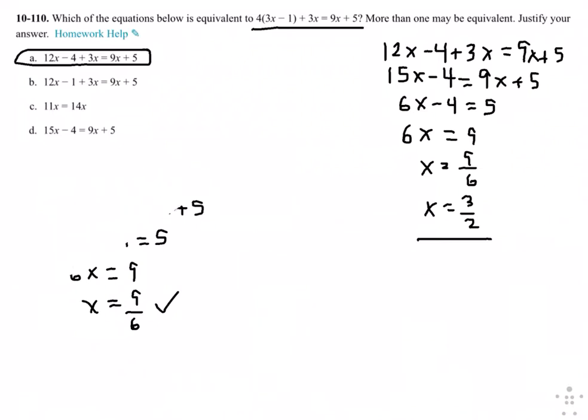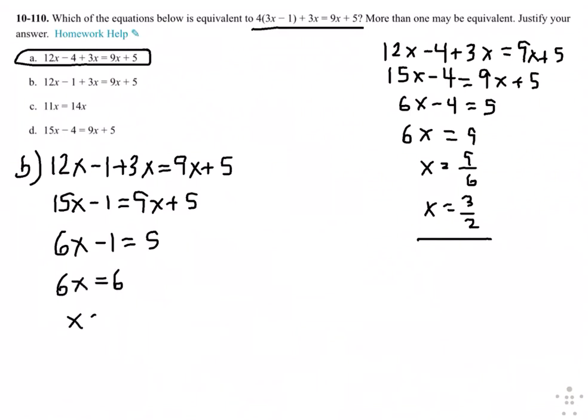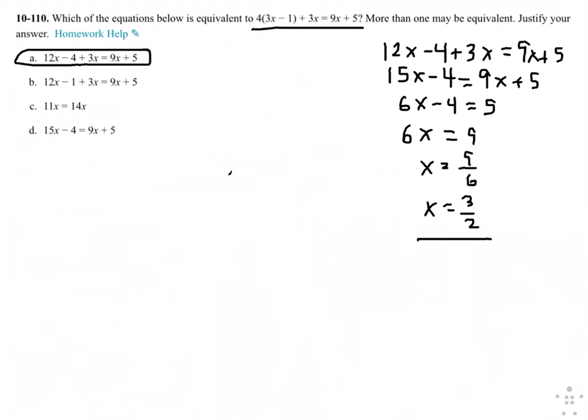Okay, let's do B now, right? So B, we have 12x minus 1 plus 3x equals 9x plus 5. 12x and 3x is 15x minus 1 equals 9x plus 5. Subtract 9x, 6x minus 1 equals 5. Add 1, 6x equals 6, x equals 1. So B is not equivalent, right? Clearly not equivalent. Okay, next one. So I'm not going to circle B. And the reason I'm going on is because it didn't say there was only one, so we have to check.